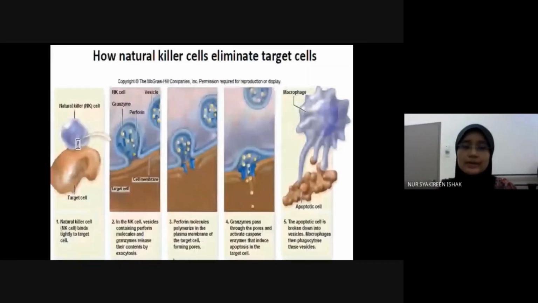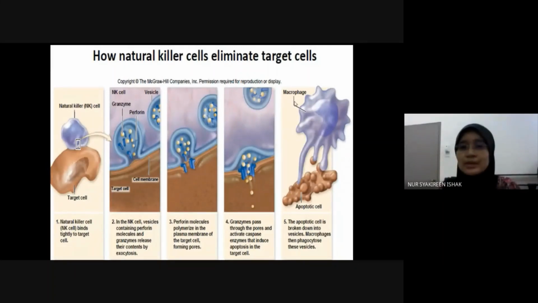Okay, so you have here the picture. You have the target cells, so these are the body cells that are infected by the pathogen. So you have the NK cell. The NK cell will secrete perforin, macam lebih kurang sama mechanism dengan complement system tadi. And then after pores have been formed, granzyme will be secreted and enters into the infected body cell, leading to programmed cell death.